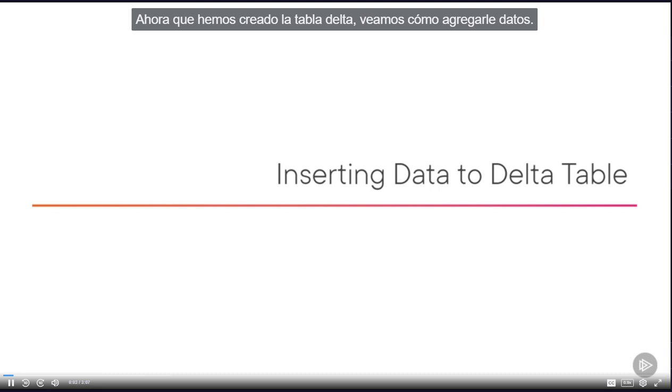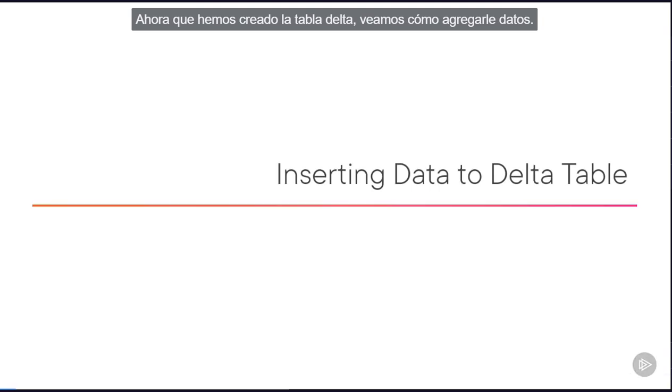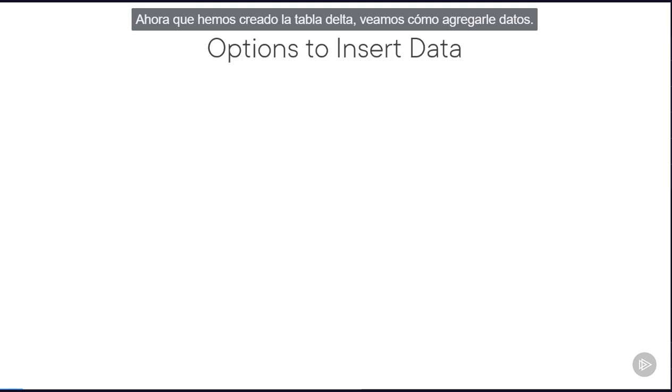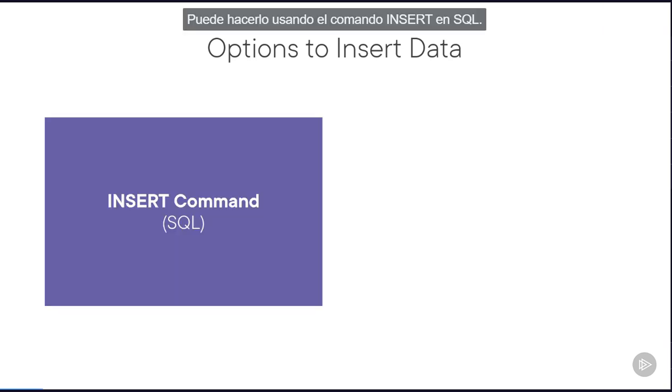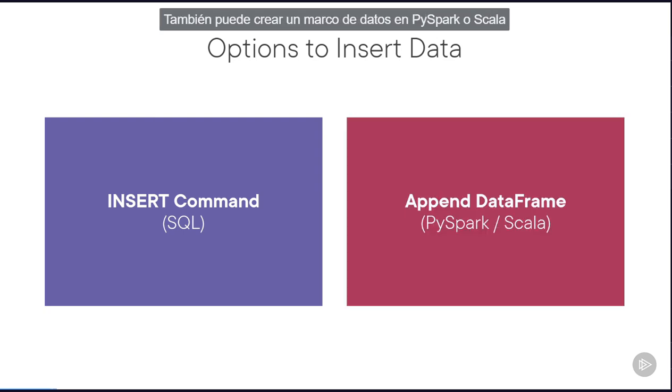Now that we have created the delta table, let's see how to add data to it. Let's see different options to insert data to a table. You can do that by using the insert command in SQL. You can also create a data frame in PySpark or Scala and then append it to the delta table. Let's see these options one by one.